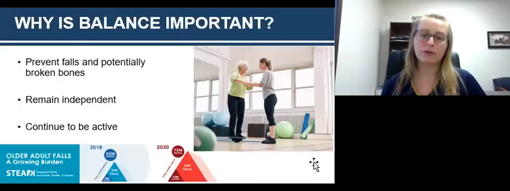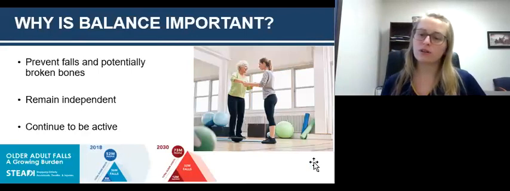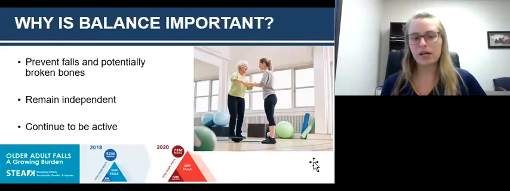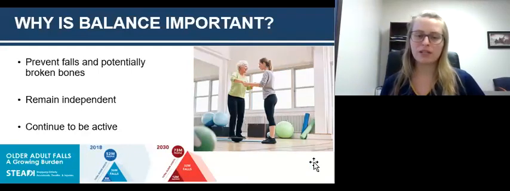So why is balance important? Maintaining or improving your balance is a great way to prevent falls and associated injuries. More than 1 in 4 adults over the age of 65 will fall each year. Falling can lead to head injuries or broken bones. It has also been proven that if you fall once, you are more than 2 times as likely to fall again. Feeling confident in your balance allows you to remain independent and active in your home and in the community.